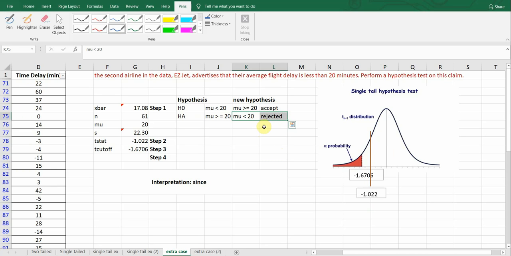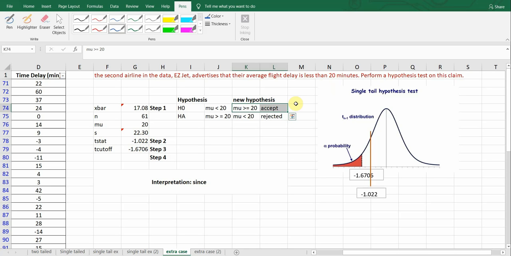Now our interpretation will be, since our t-stat value minus 1.022 lies in the acceptance region, we accept our null hypothesis, which states that the population mean or the average flight delay is greater than or equal to 20 minutes. So the claim made by EasyJet, which is that the average flight delay is less than 20 minutes, is not true. It is false. So this is the whole interpretation that you have for this particular problem.